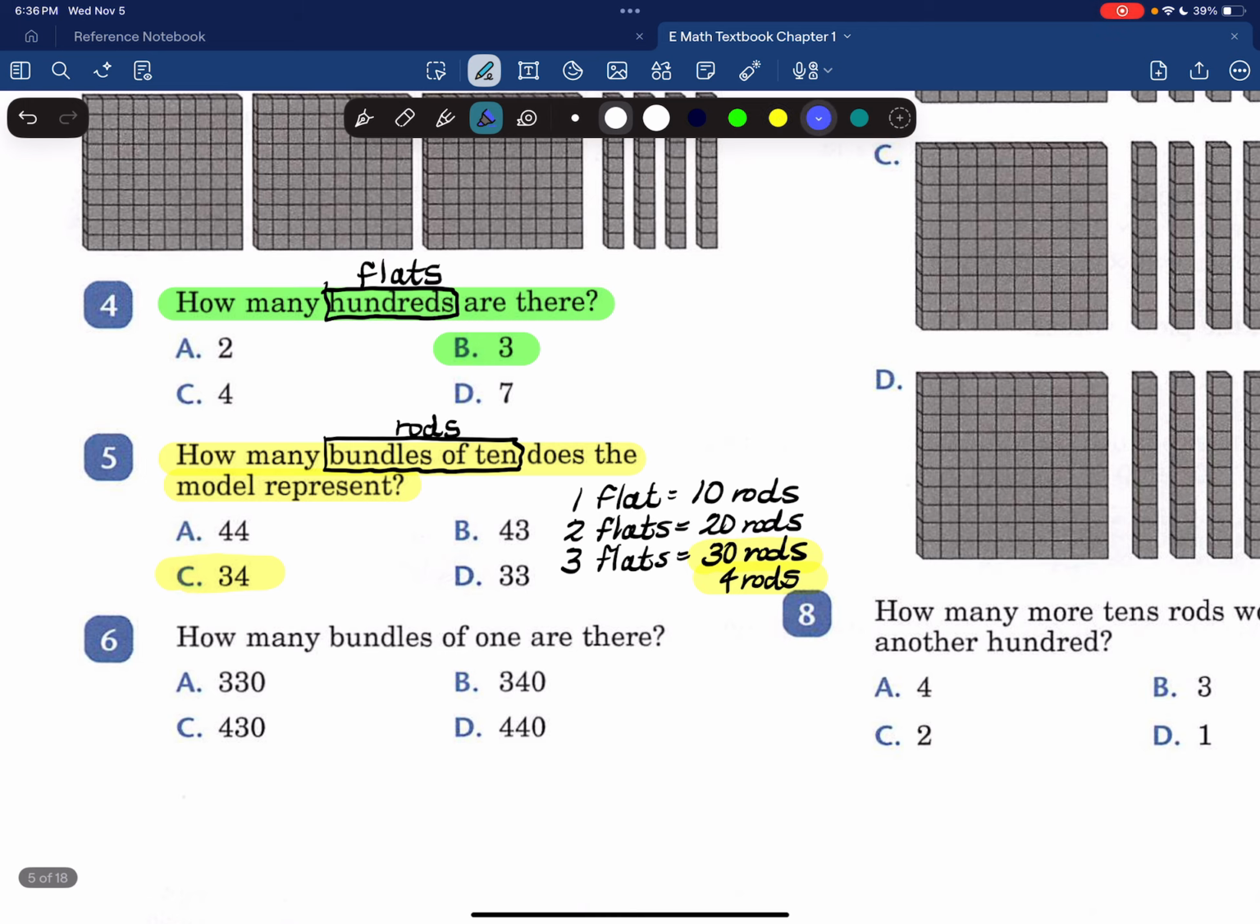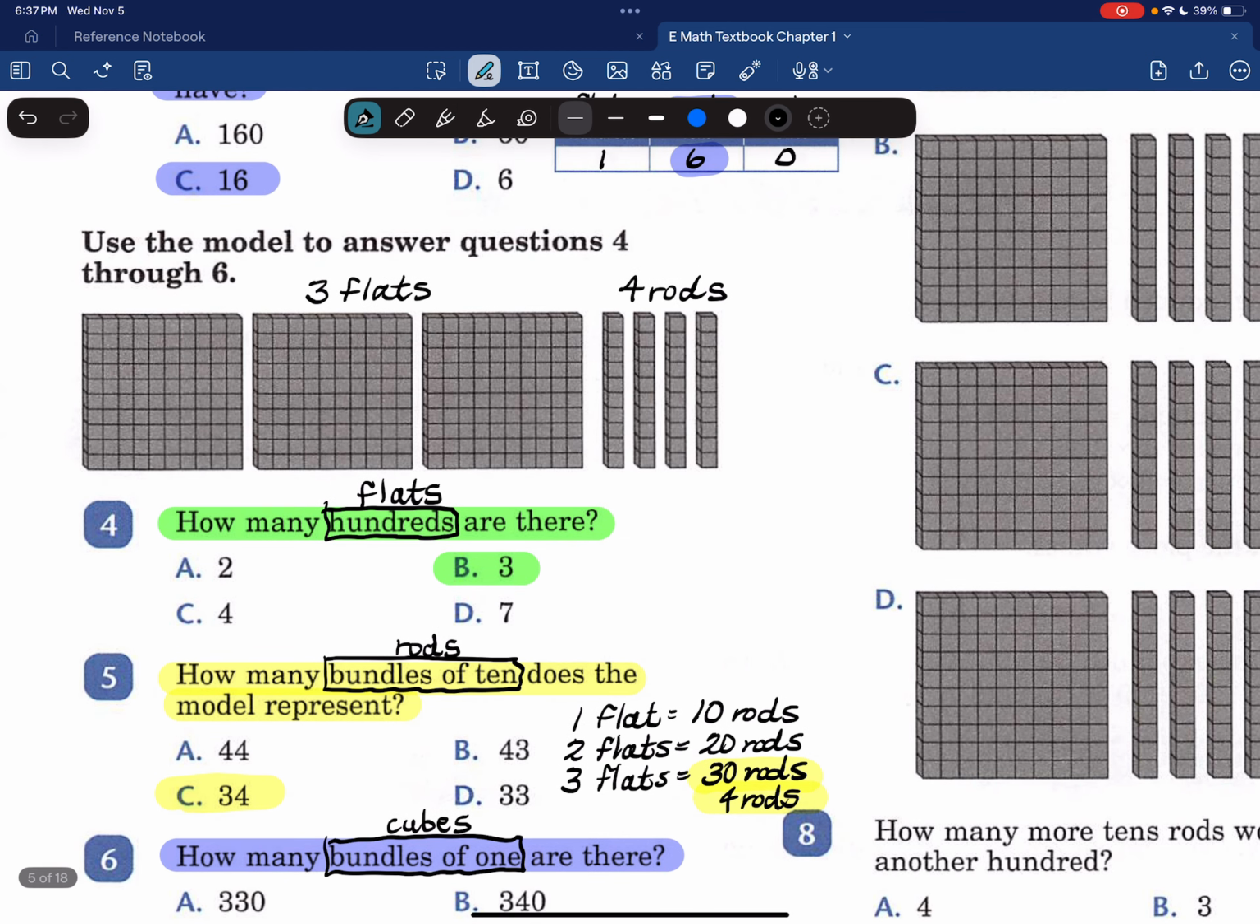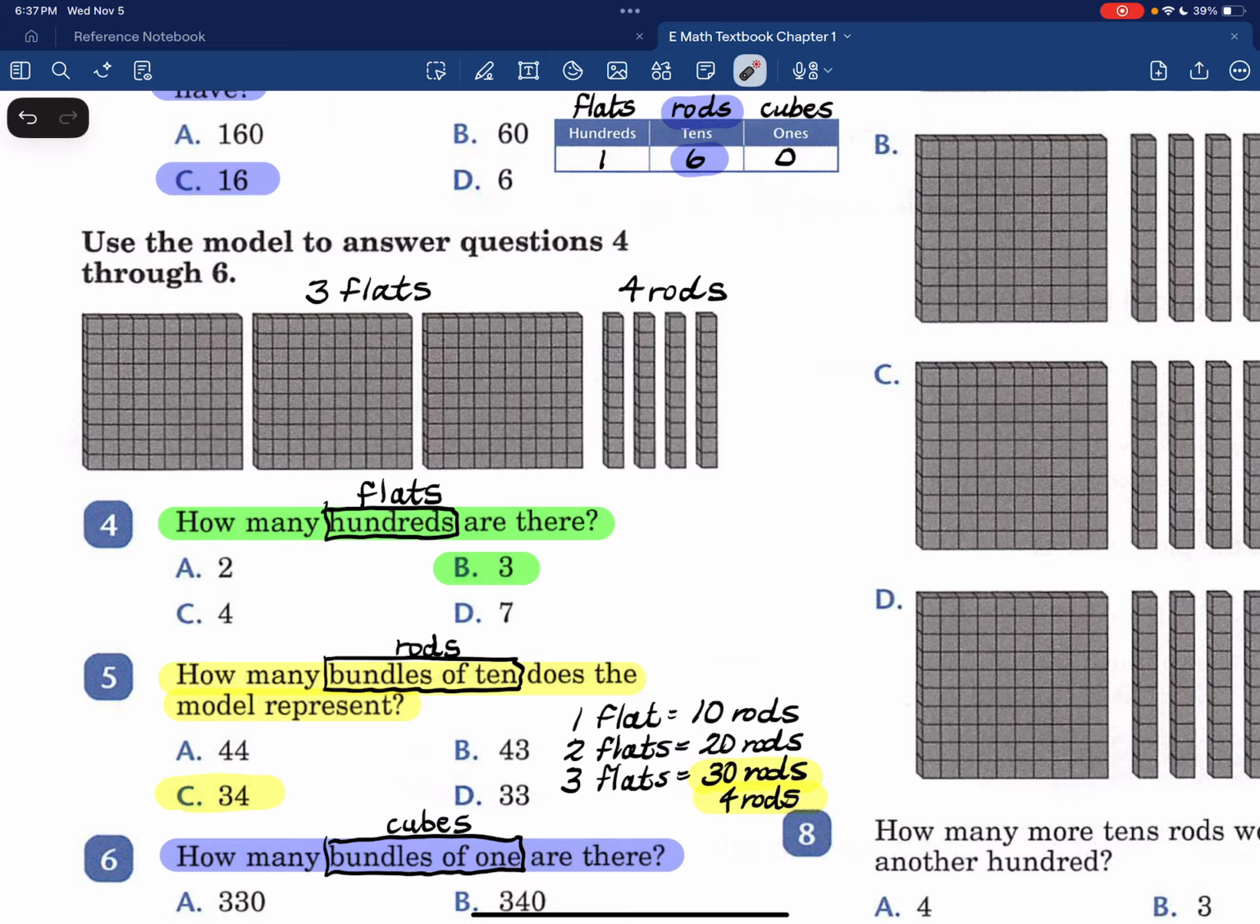Number 6 is tricky. How many bundles of 1 are there? Well, we call bundles of 1 cubes. So if I look at that picture of 3 flats and 4 rods, how many cubes are in there? If I wanted to count each cube, which I'm not going to, but if I did, how many would I have? So let me do a different color.